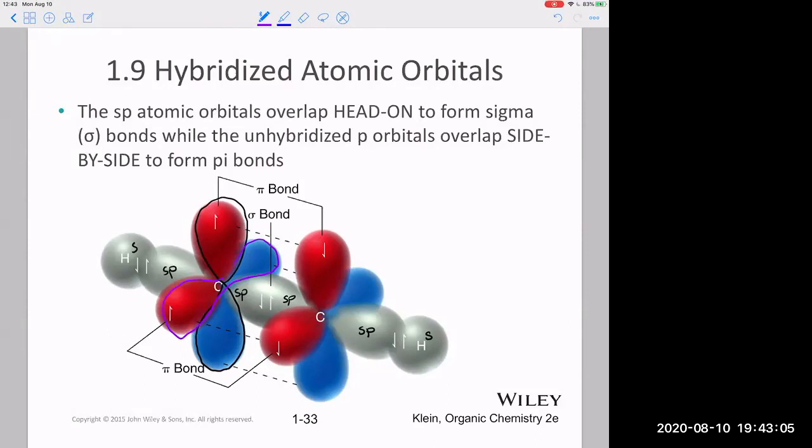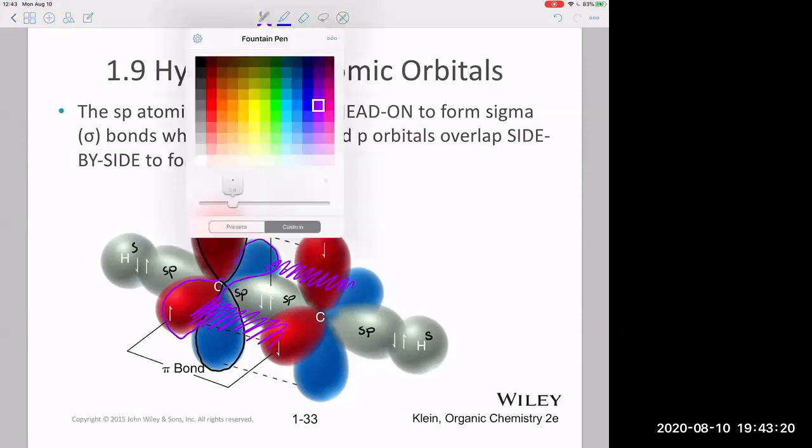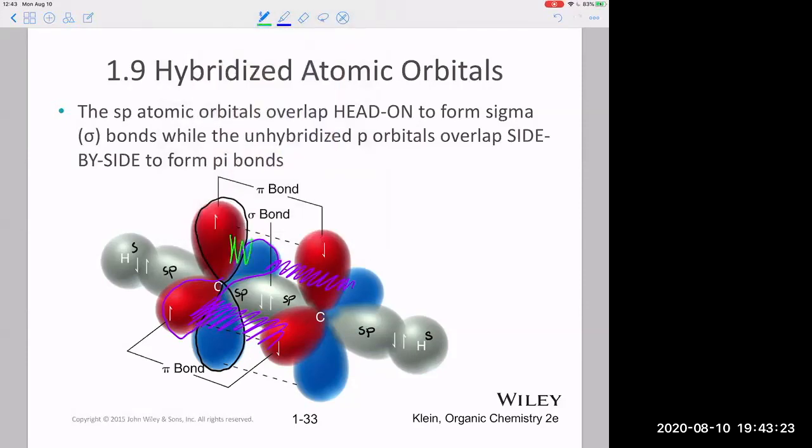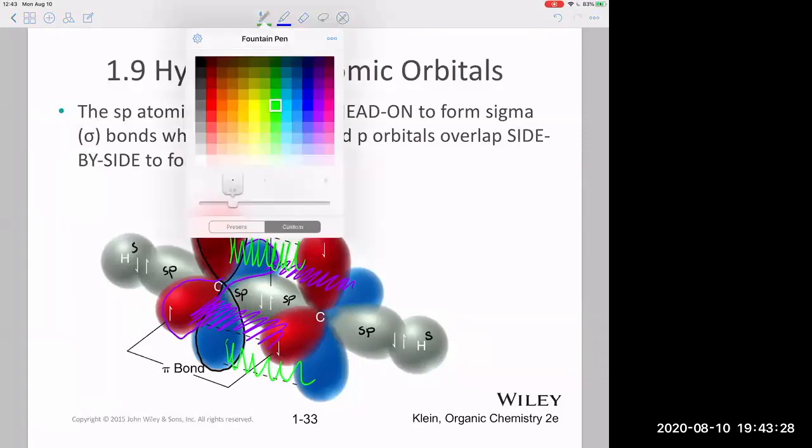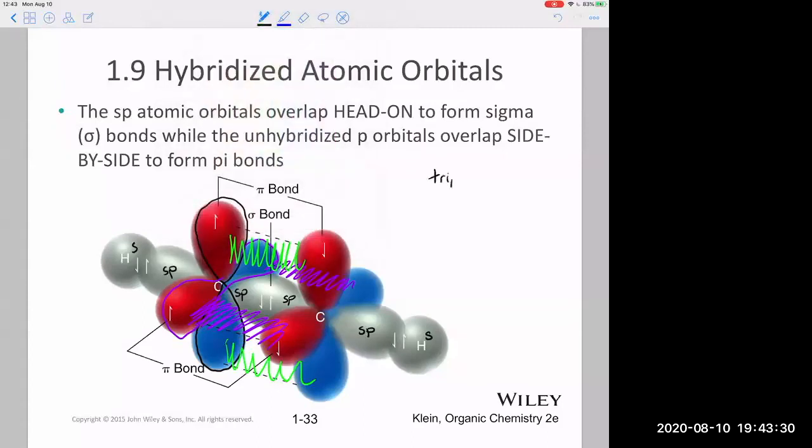Each of these are forming a pi bond. So this is going to be terrible to draw, but there's a pi bond going horizontal, and then a pi bond running vertically as well, right? And again, this is this sort of side-by-side overlap of these p orbitals. So a triple bond is one sigma bond and two pi bonds, okay?